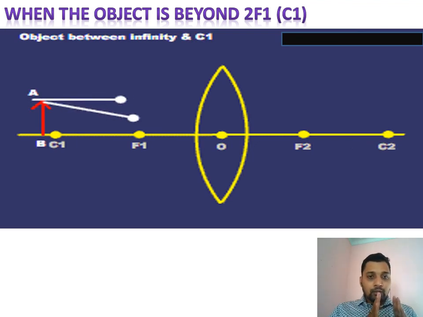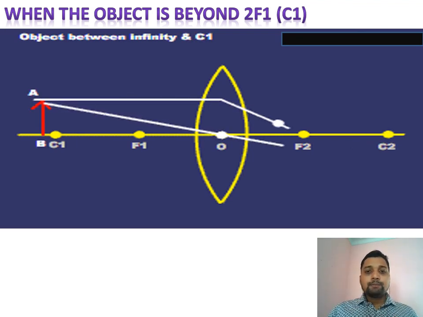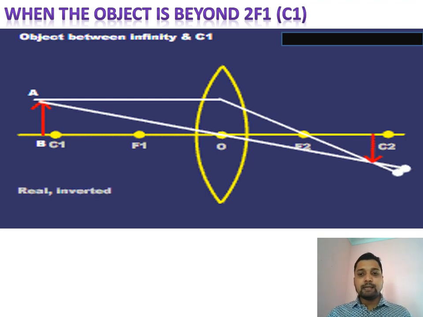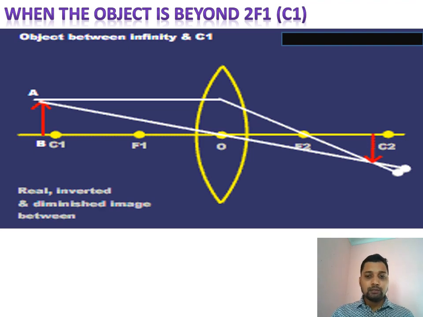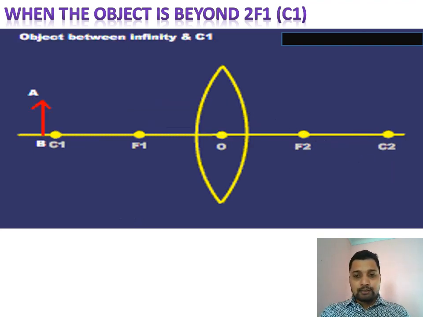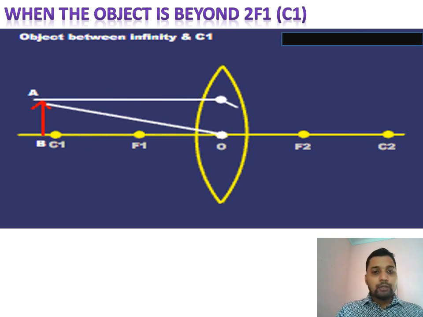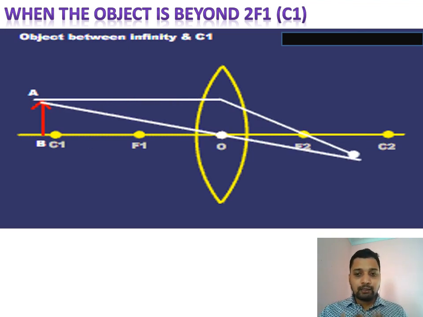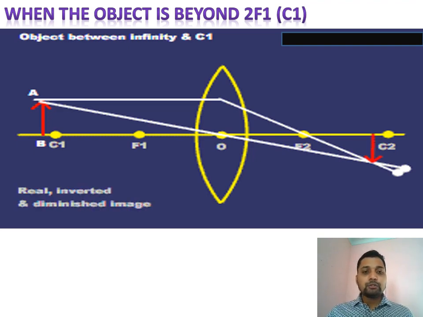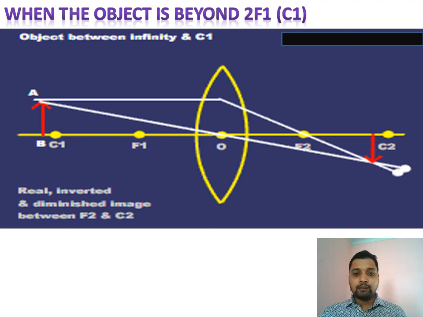So two light rays: one is parallel to the principal axis, passing through focus. Second is passing through the optical center. They meet at a point to form the image, whose nature is real, inverted and diminished. And its position will be between F2 and C2. Here I am taking two rays. You can take any other rays also, like a ray of light passing through focus, after refraction becoming parallel to the principal axis. This is our third law. You can use that law also. Any two rules we'll use to find the image formed by a lens.